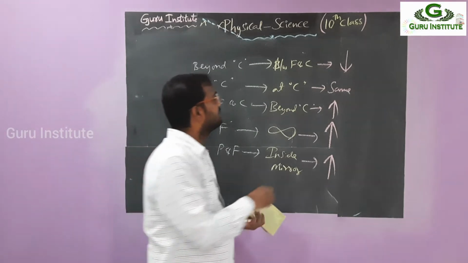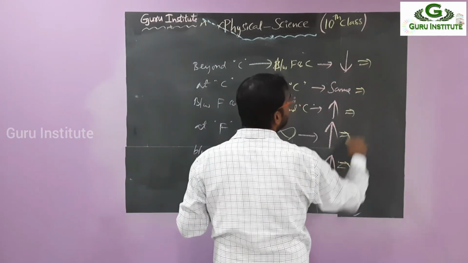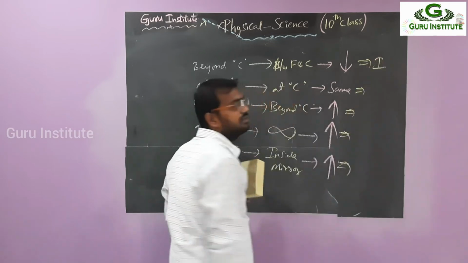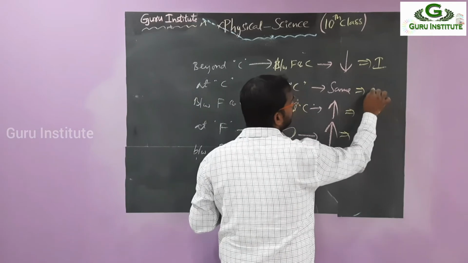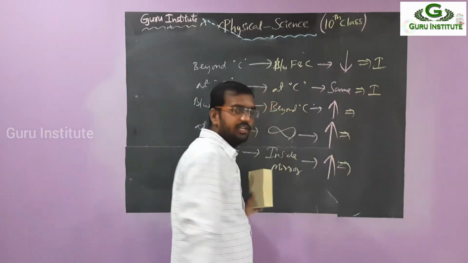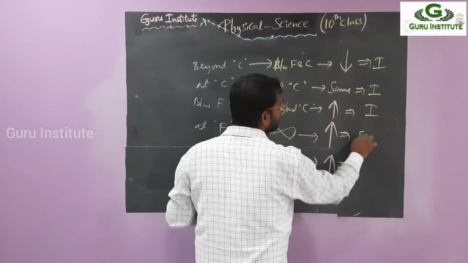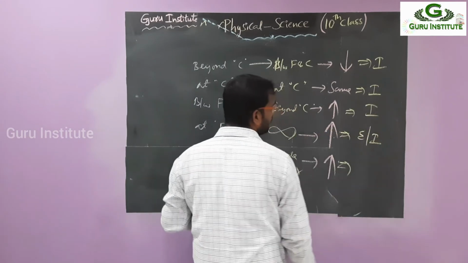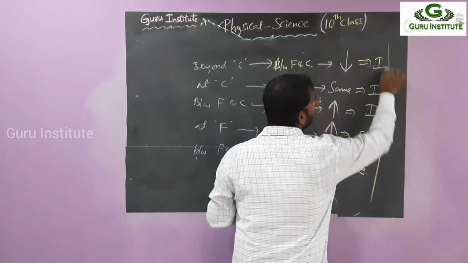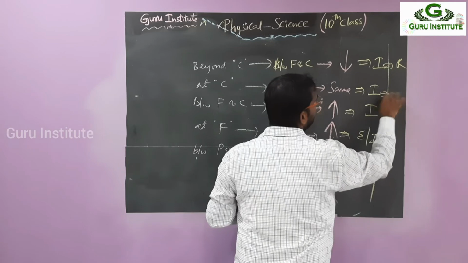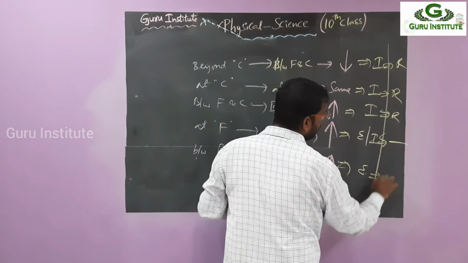Next, nature of the image. Nature of the image is what here? That means real or virtual. Here, inverted. Here same size, but inverted. It is also inverted. In the beyond C case, it is also inverted. In this one, we can't say whether it is erect or inverted. In this one, erect. So, here, what happened? Real. We can't say it's virtual.